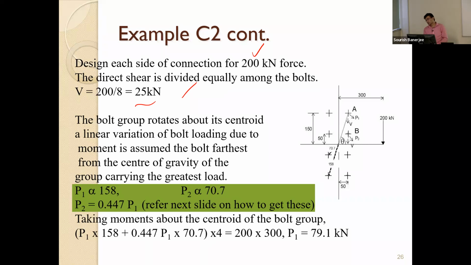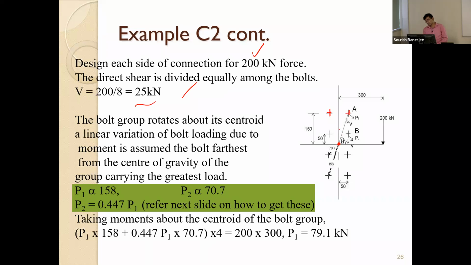Then you are looking at the bolt group. Now, if you look at a bolt group, it is shown here like this. You can see this is the centroid. These plus signs represent the bolts, or the centroid of these bolts. What it says is that the bolt group rotates about its centroid, and as a result, we get a linear variation of bolt loading.